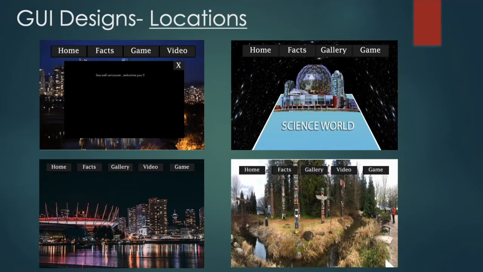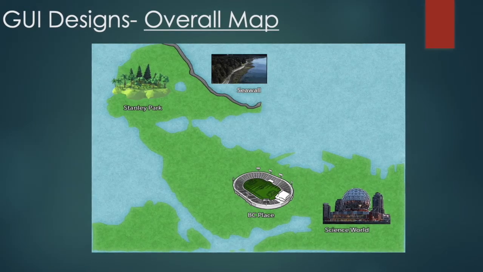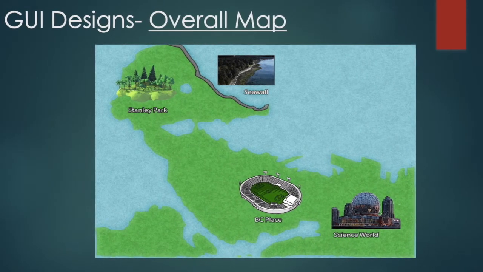On this page, we have provided a general preview of what the locations look like. Starting at the top left, you can see the appearance of the seawall. Then moving across, we move to Science World. On the bottom left, you see BC Place, followed by Stanley Park. These locations are all accessible from the overall map, which can be seen right here.